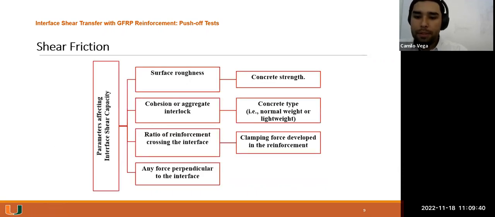So there are some parameters affecting the interface shear capacity. The first one is the surface roughness. It's the first parameter that can affect the capacity of the interface. The concrete strength, also the cohesion or the aggregate interlock, the concrete type, if we talk about normal weight concrete or lightweight concrete, the amount of reinforcement or the ratio of reinforcement crossing the interface, and the clamping force developed in the reinforcement. And finally, if we have an external force perpendicular to the interface, that force can also affect the capacity of the interface.